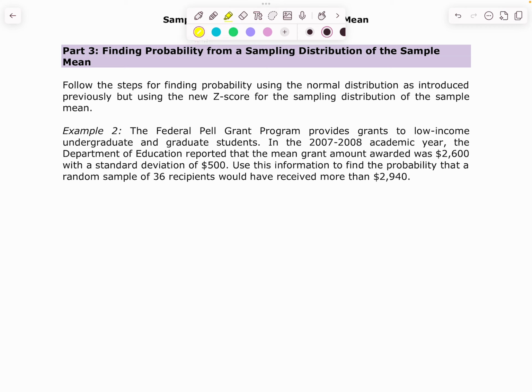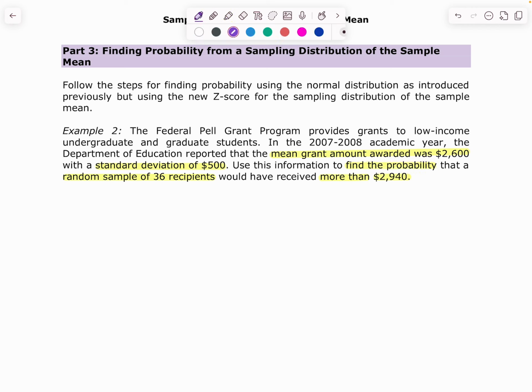So looking at our important information, the mean grant amount awarded was $2,600. The standard deviation was $500. We have a random sample of 36 recipients, more than $2,940. And we're going to find the probability.